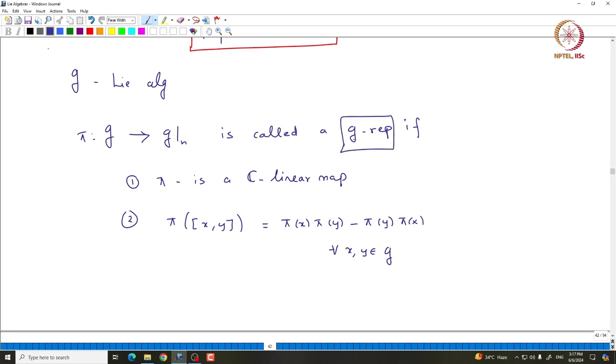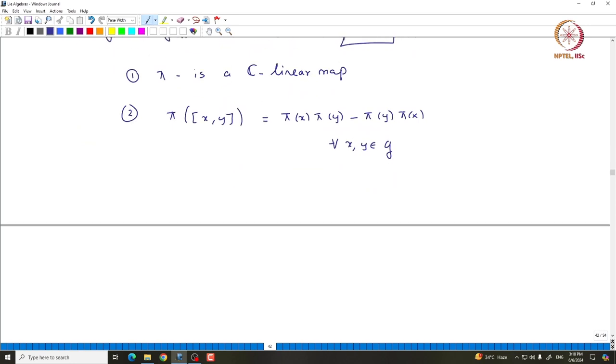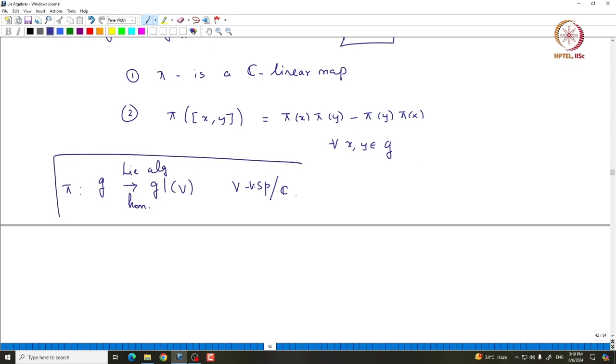But for flexibility, it is actually good to consider a representation as a map from G to GL of V instead of G to GLN. The difference is that whenever we write GLN, we are fixing a basis and working with respect to that basis. But most of the time, it will be convenient not to fix any basis. So, more generally, a representation is a Lie algebra homomorphism from G to GL of V, where V can be any vector space over complex numbers. This is the definition that we will be working with.